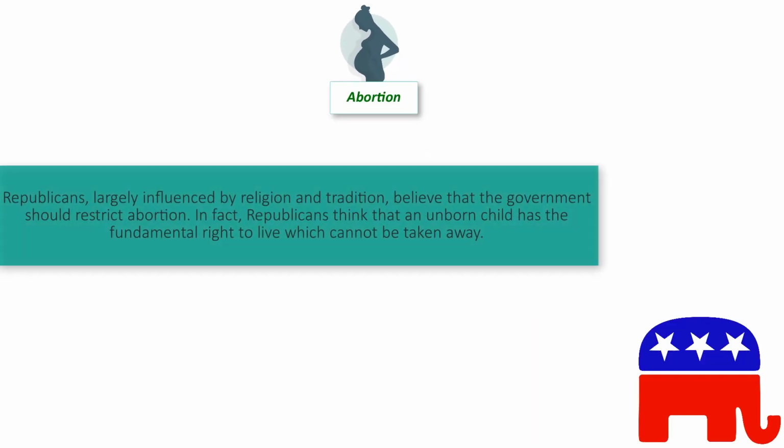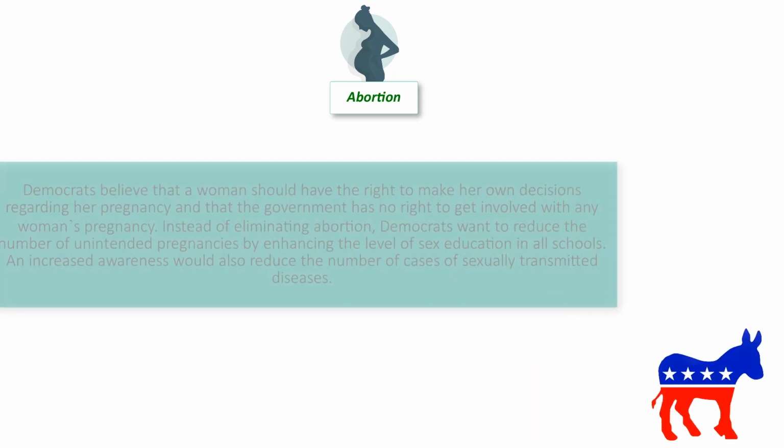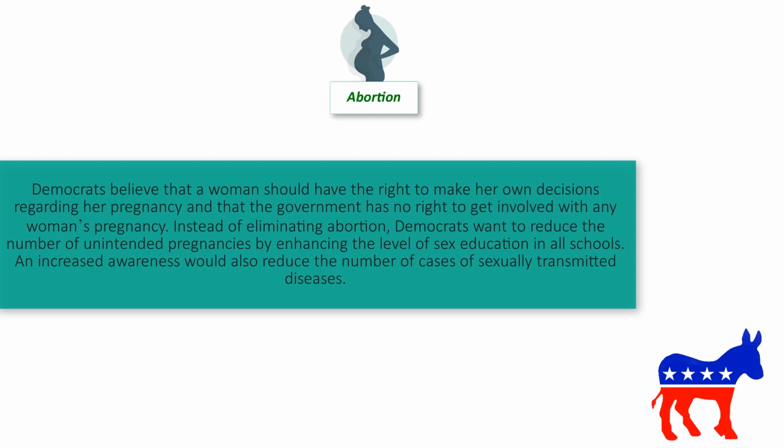Abortion. Republicans, largely influenced by religion and tradition, believe that the government should restrict abortion. In fact, Republicans think that an unborn child has the fundamental right to live which cannot be taken away. Democrats believe that a woman should have the right to make her own decisions regarding her pregnancy and that the government has no right to get involved with any woman's pregnancy.